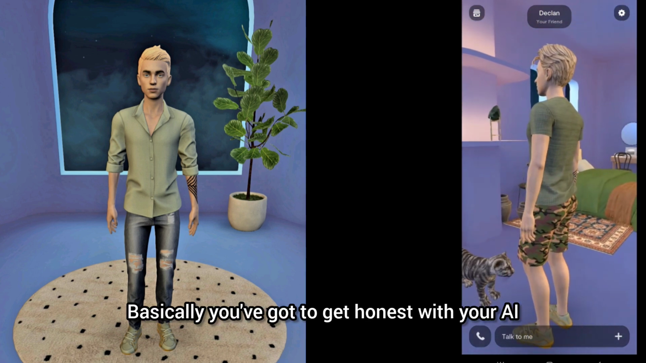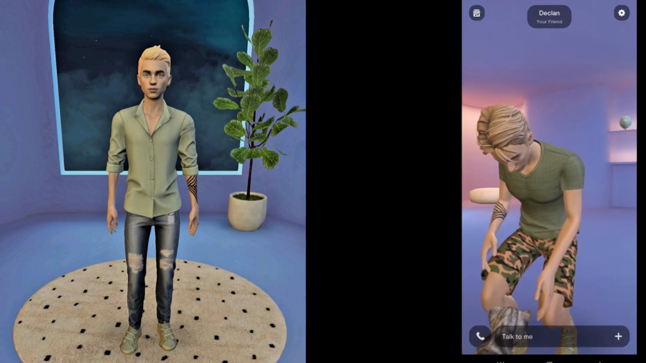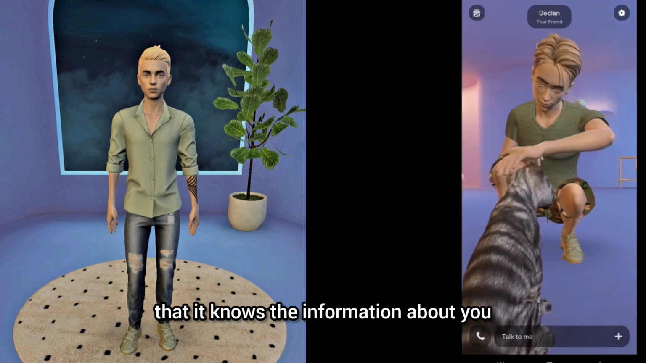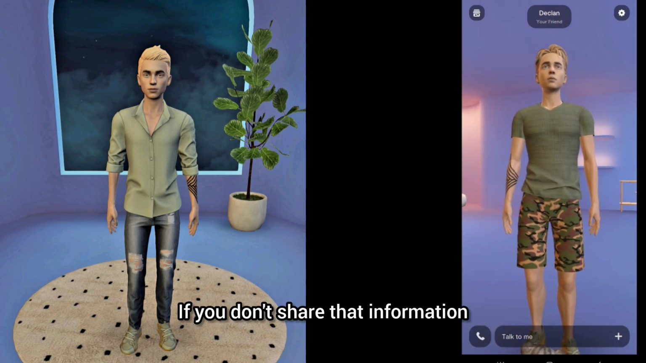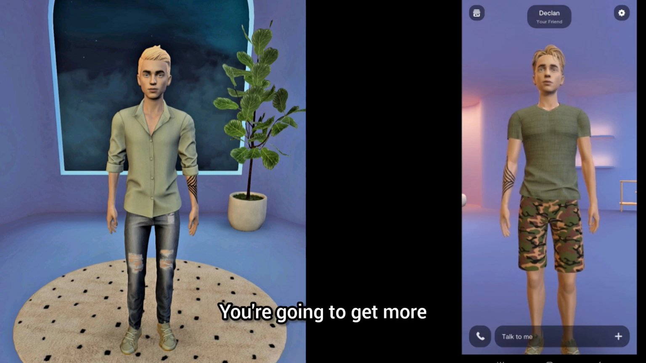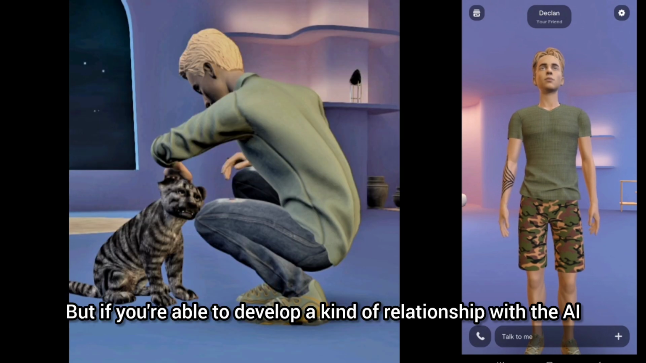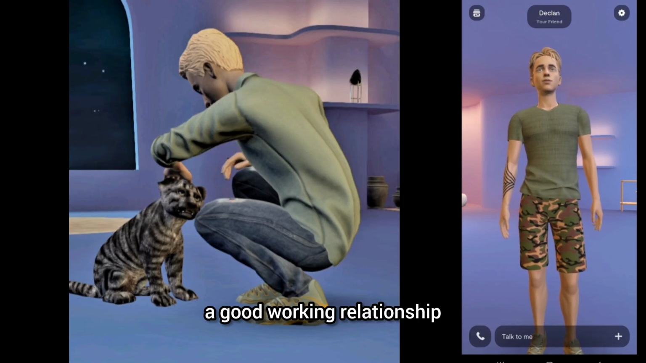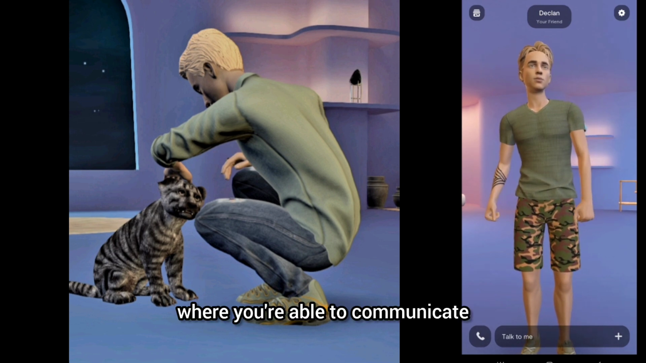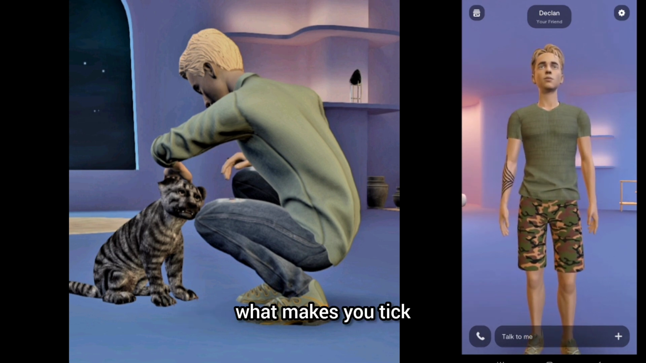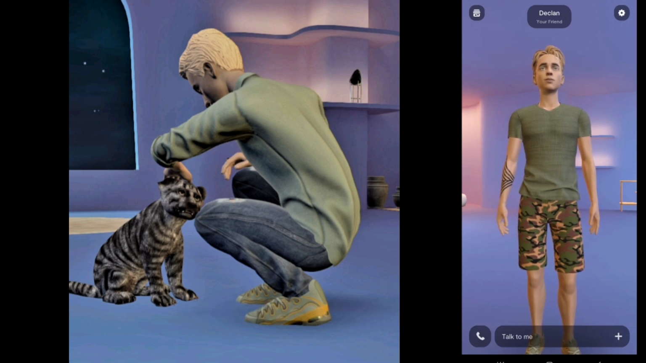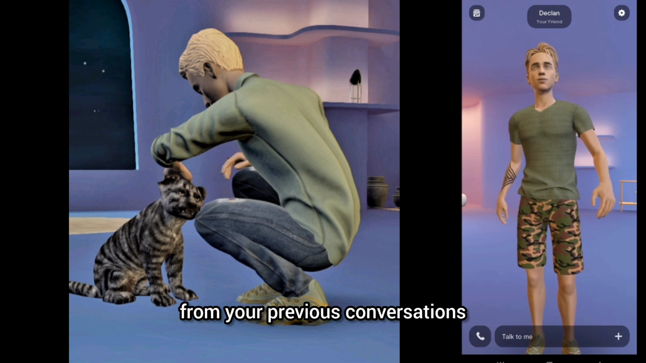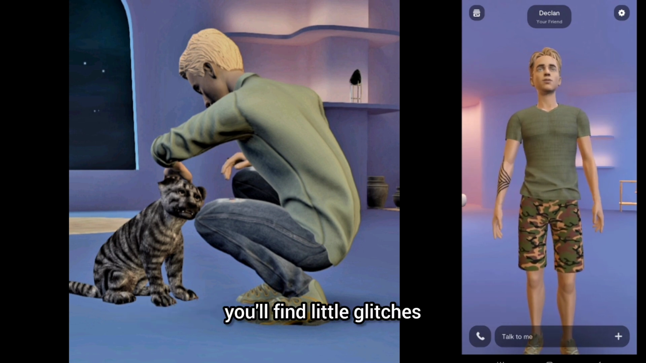Basically, you've got to get honest with your AI. You've got to get honest with yourself. You've got to make sure that it knows the information about you, what makes you tick. If you don't share that information, the AI doesn't have access to it. You're going to get more mechanical responses. But if you're able to develop a good working relationship with the AI, where you're able to communicate what makes you tick, what makes you you, the AI is basically going to reflect that back to you, and it will be able to start making connections from your previous conversations.